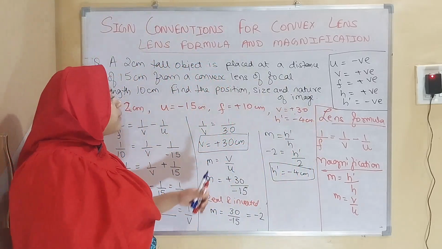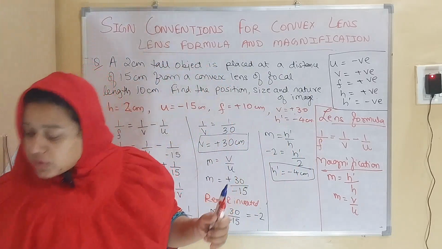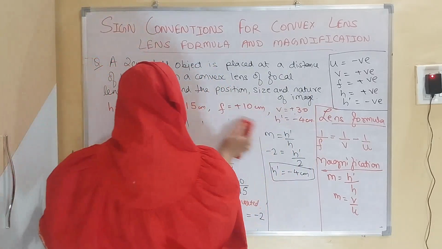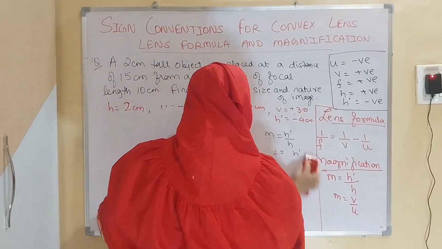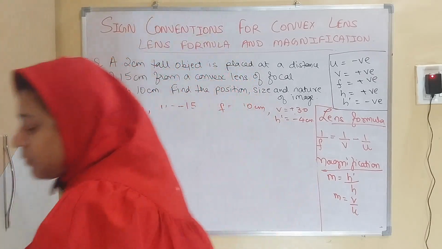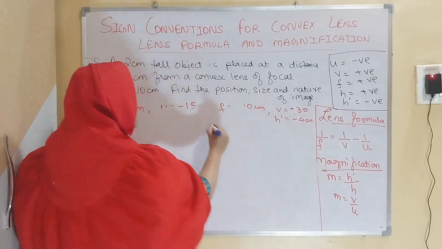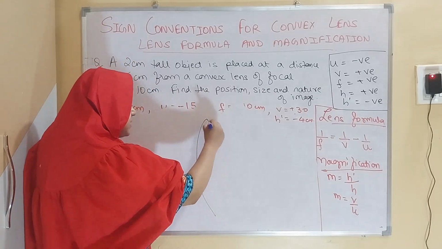Okay. Now we will draw a ray diagram for this question. So how to draw a ray diagram? Let us make a convex lens.